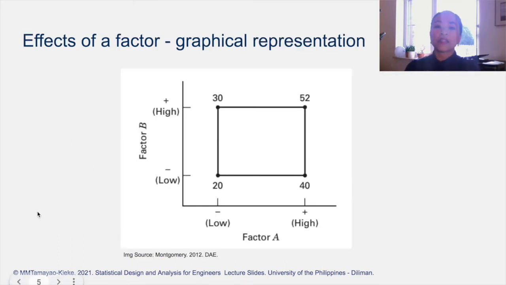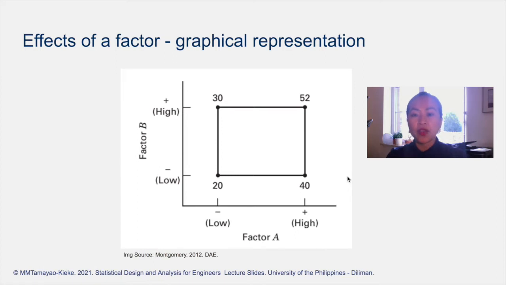Let's look at this graphical representation of a two-factor factorial experiment. We have factors A and B on the x and y axis respectively. Now, as you can see, there are two levels being investigated in this experiment, represented by low and high levels. The response y is shown in the corners. At low level of A and high level of B, the value of response y is 30. At low level of A and low level of B, the response is 20. At high level of A and high level of B, the response value is 52. And lastly, at high level of A and low level of B, the response is 40.